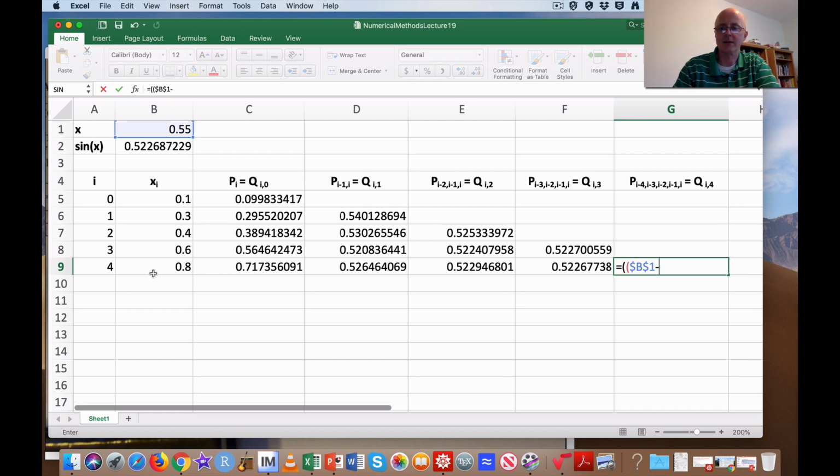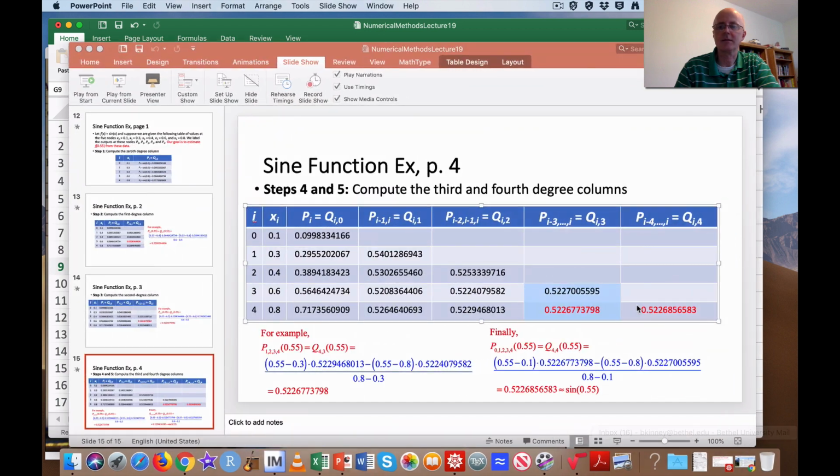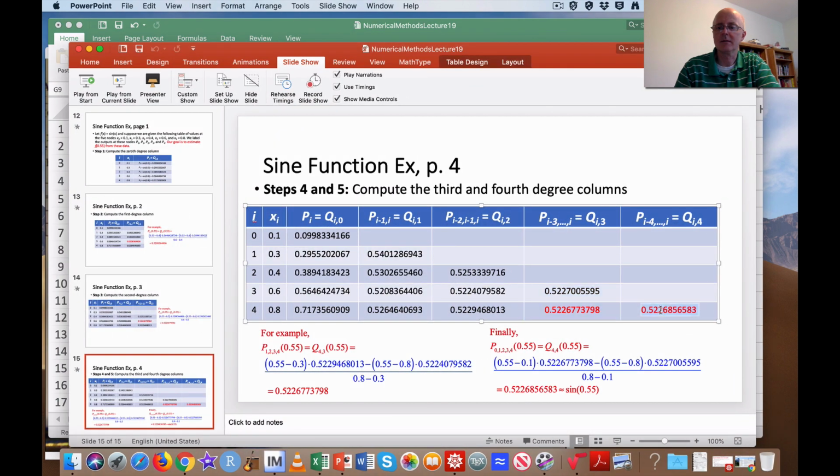Focusing on x4 and x0 now. So we subtract the smaller one times this number minus B1 minus this number times this number, and we're going, okay, I guess this goes on the next line, divided by the difference 0.8 minus 0.1. 0.52268568658. Yeah, I guess to that many decimal places these are matching.